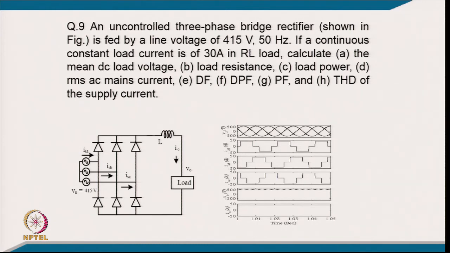You can clearly see here that you will have a 3 phase supply current of quasi-square wave shape, which are of 120 degree duration, and they will be in phase with the phase supply voltage, and this is the output voltage, and this is the output current, constant.